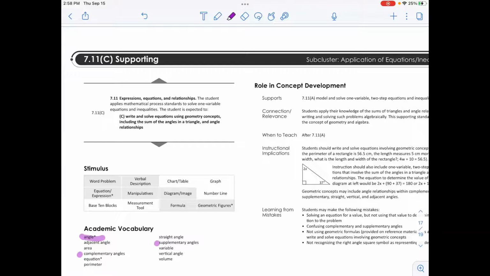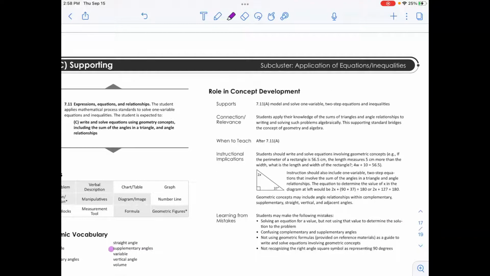Over here, for instructional implications, students need to be able to write an equation if they ask for the perimeter of a rectangle. They need to understand how to find the perimeter of a rectangle, but they also need to be able to find and set up an equation that involves the sum of triangles and angle relationships. So for example, here's a triangle, there's a right angle, there is another angle of 37 degrees, and 2x. So they will need to be able to write an equation to model what this image has here for us.